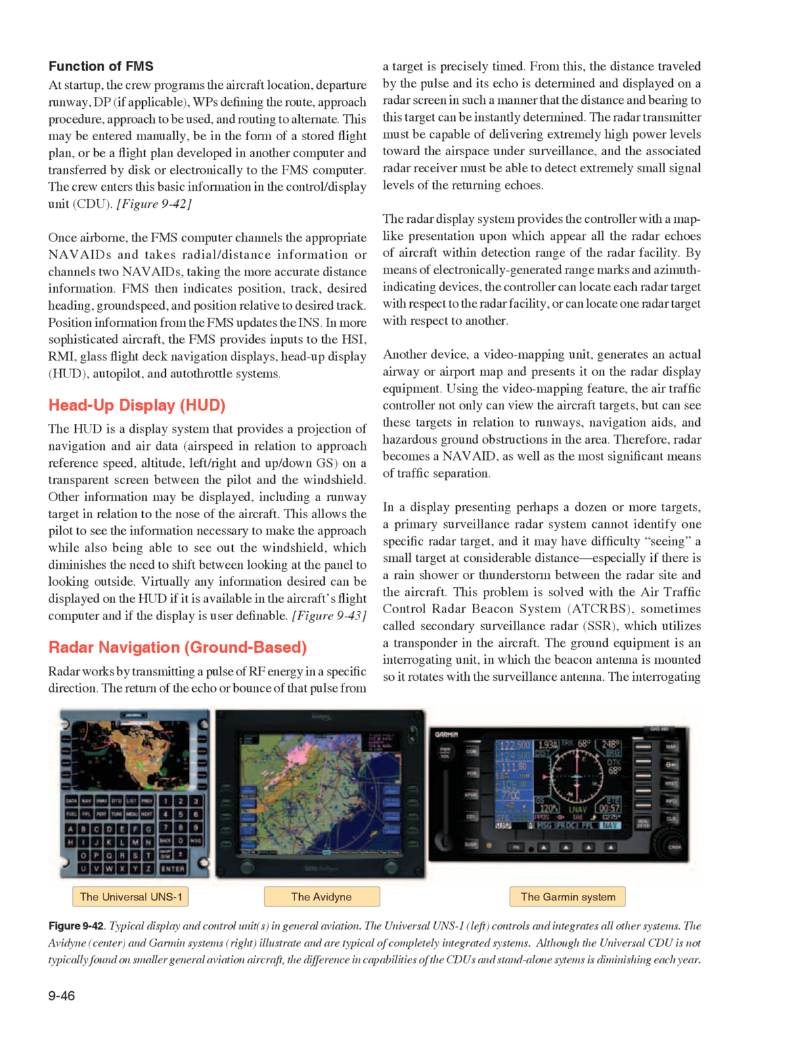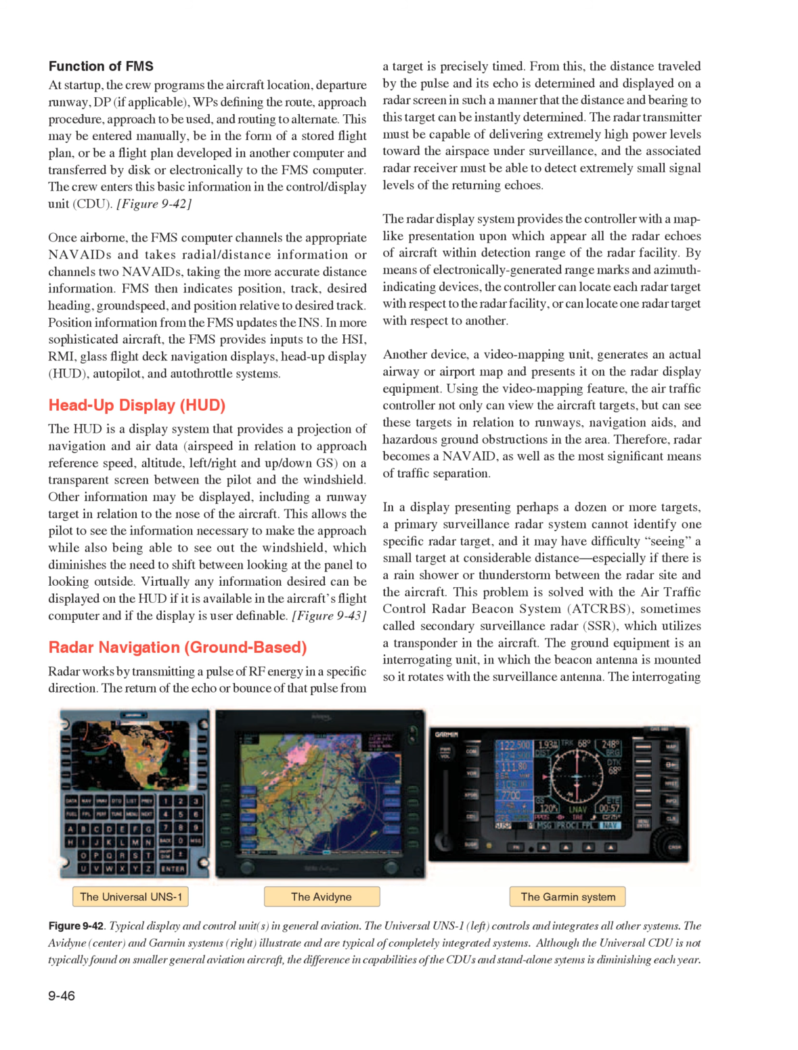Figure 942: once airborne, the FMS computer channels the appropriate navaids and takes radial/distance information or channels to navaids, taking the more accurate distance information. FMS then indicates position, track, desired heading, ground speed, and position relative to desired track. Position information from the FMS updates the INS.